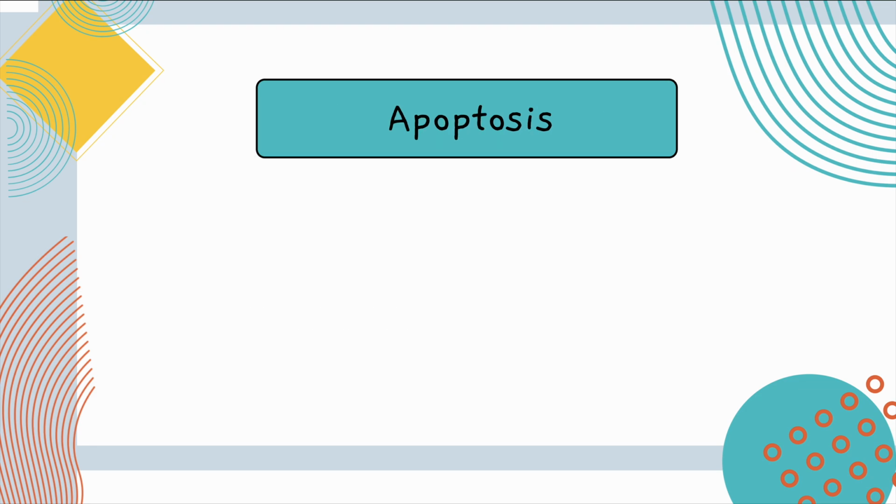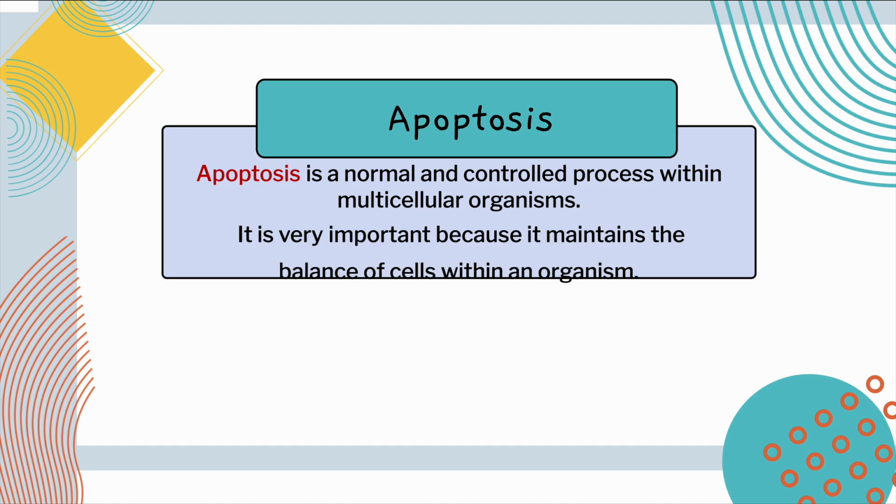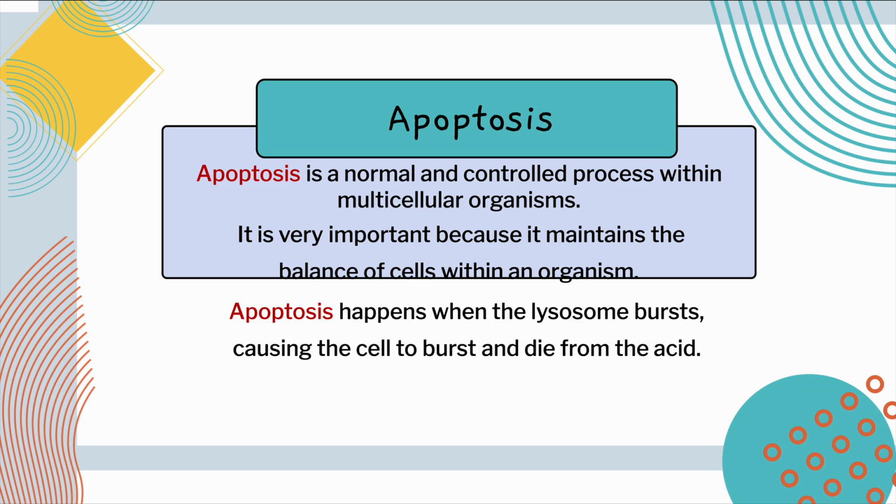On the other hand, apoptosis is programmed cell death. It is a normal and controlled process within multicellular organisms. It is very important because it maintains the balance of cells within an organism. Apoptosis happens when the lysosome bursts, causing the cell to burst and die from the acid. So even the death of some cells contributes to homeostasis and regulating the processes in the body.